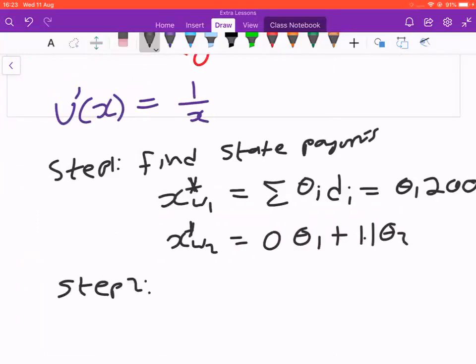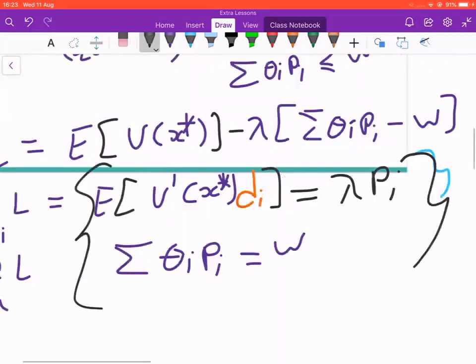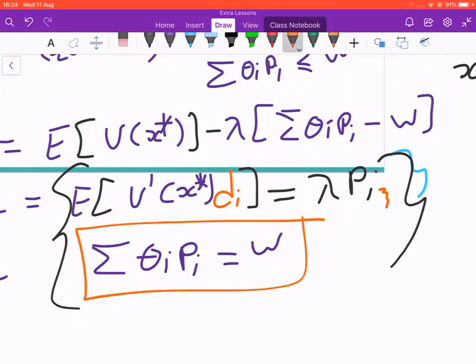For step 2, again, remember that you have to solve 2n plus 1 equations, depending on how many assets you have. In this case, you have 2 assets. So you will have to solve this equation for each asset, 1 for the risky asset, 1 for the risk-free asset, and then you have to solve this one, right? My advice is that you try to solve this one first, since you only have 2 assets. If the market is complete, try to solve this equation first and then simplify it.